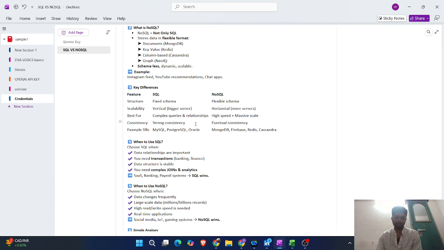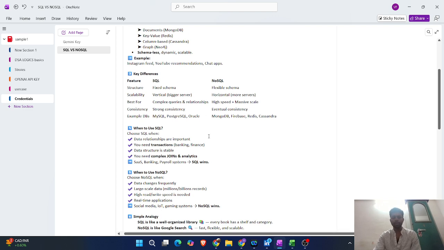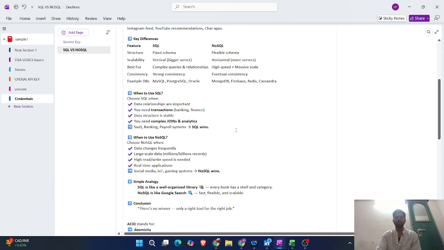So, in consistency, SQL is strongly consistent, and NoSQL is eventually consistent. It's not that high compared to SQL. Examples: MySQL, Postgres, Oracle are examples of SQL databases, and MongoDB, Cassandra, all these are NoSQL databases.